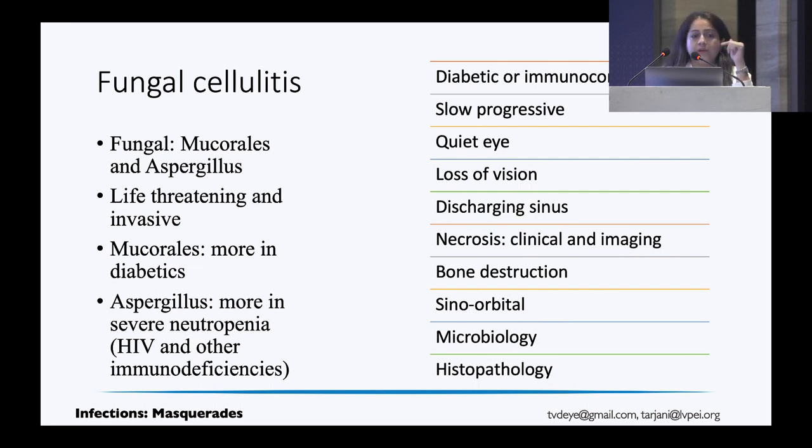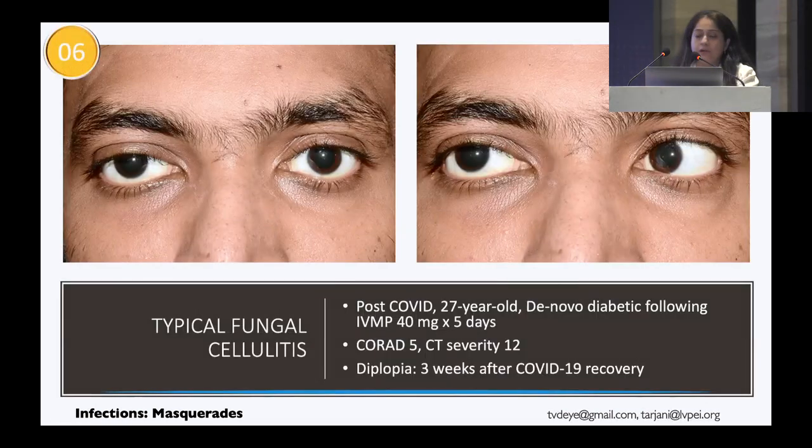Mucorales are more common in diabetics, and Aspergillus more in HIV patients or other causes of immunodeficiency. And we all know the typical spectrum with which fungal disease presents. We know that there's also bone involvement, bone destruction, and it's largely synorbital. And again, histopathology and microbiology come to the rescue.